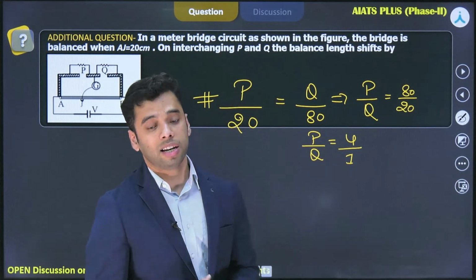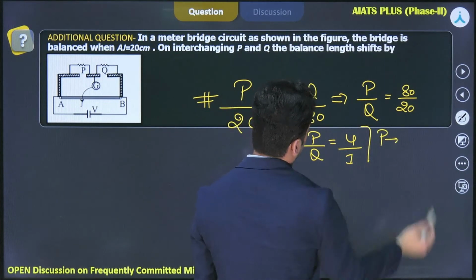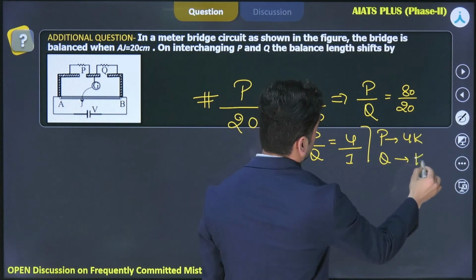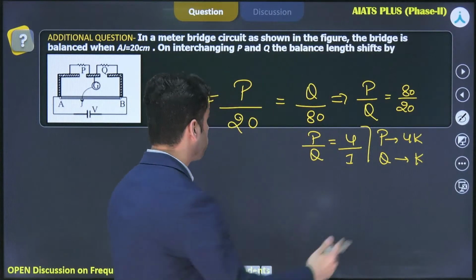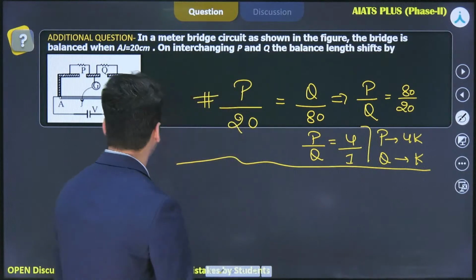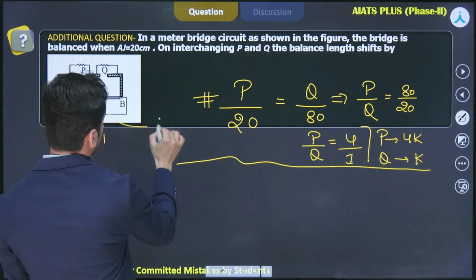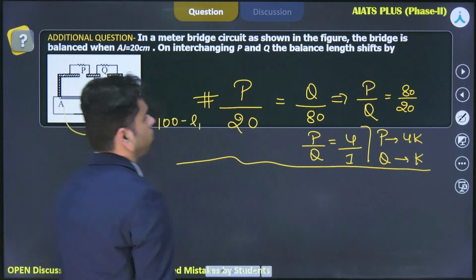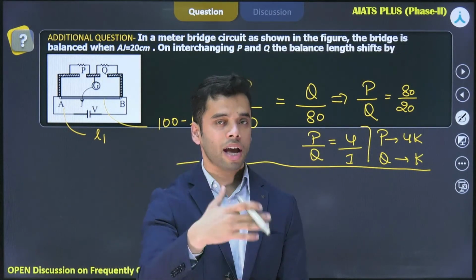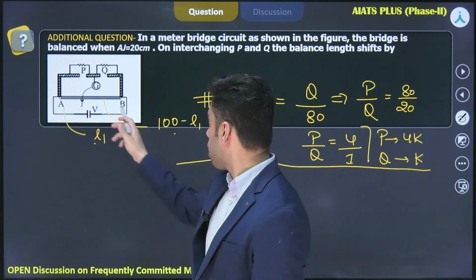Right? Okay, someone is telling me the answer remains the same. No, it doesn't remain the same. Let me assume that the value of P is 4K and the value of Q is K. Now I am switching the position. Now Q is in the left gap and P is in the right gap. Let me assume that the balancing length from the left end is L1. So this part becomes 100 minus L1.